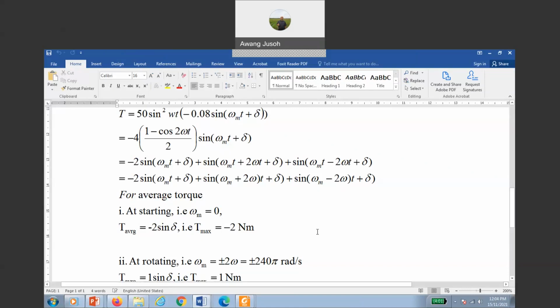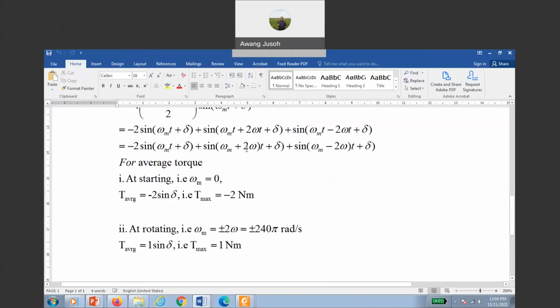The second case is when the machine is rotating, which means we have speed omega m. So you just set omega m plus 2 omega equal to 0. Then we have this part. So omega m can be plus or minus 2 omega, or equal to plus or minus 250 pi radians per second, since omega equals pi f. Based on this, what is the average torque? You just follow this one.